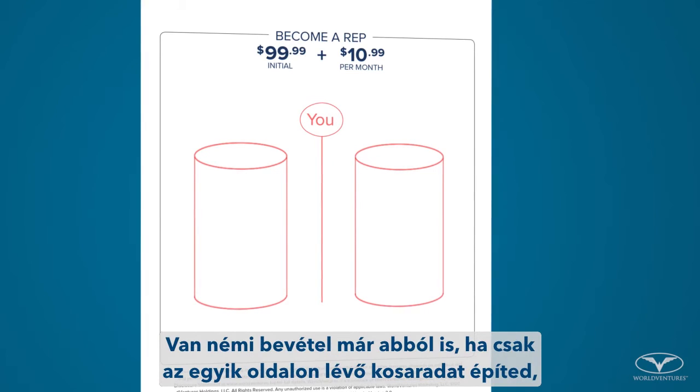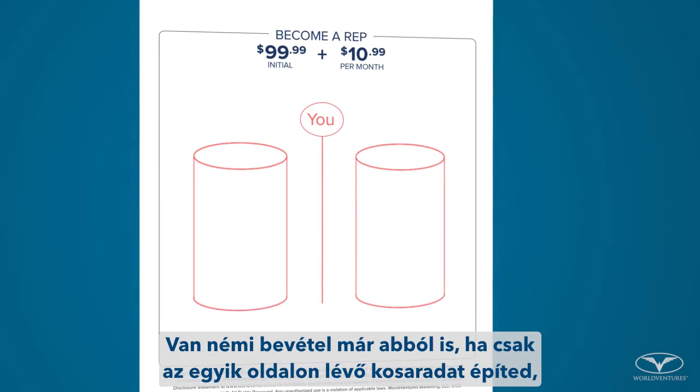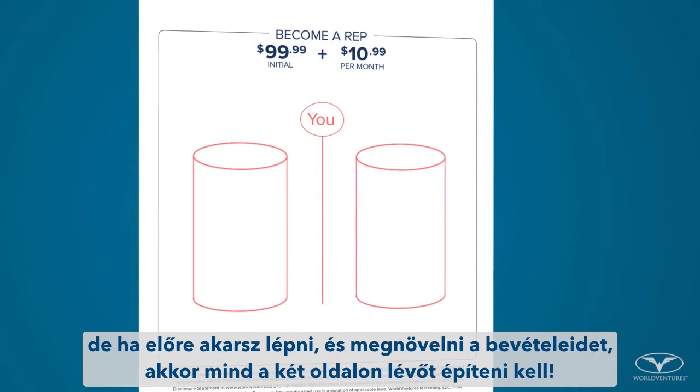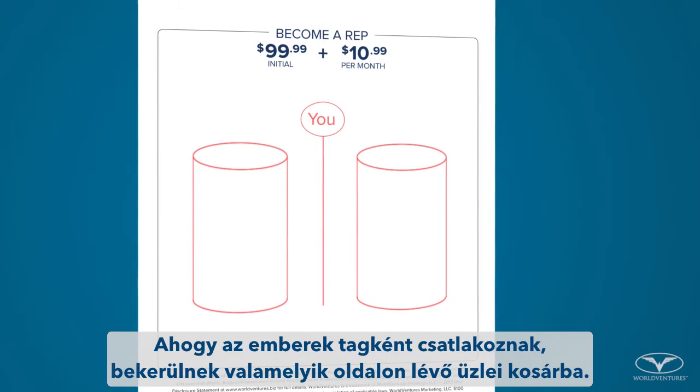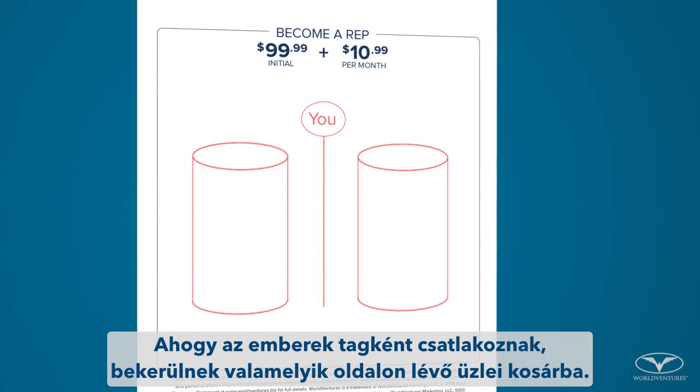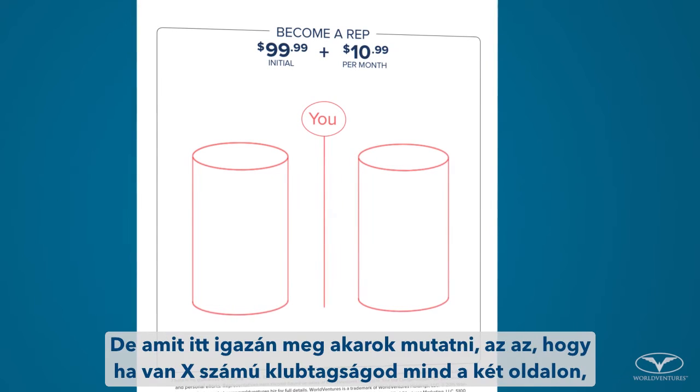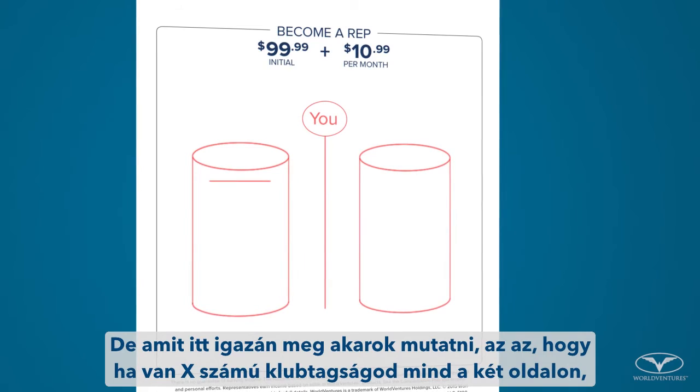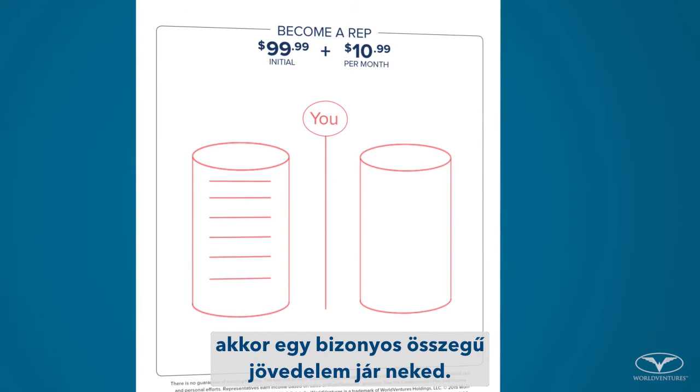And so there are some incomes that are earned based on just developing 1 bucket of business, but if you want to advance and accelerate your income, you're going to have to develop 2. And as those people join as members, they're credited into each one of these 2 buckets of business. What I really want to show you is that when you have X number of memberships in each of the 2 buckets, it yields a certain amount of income.